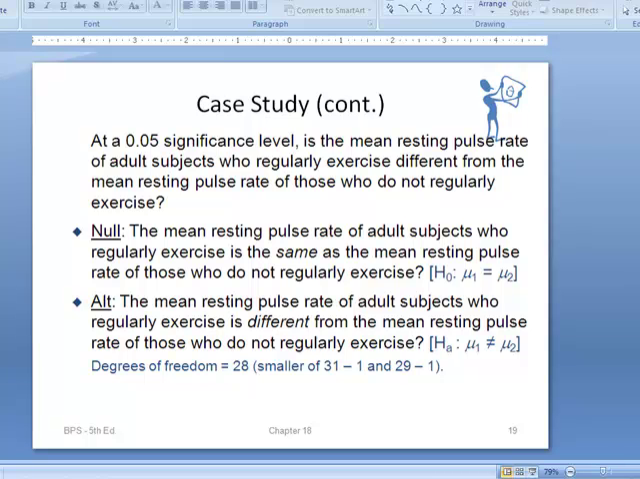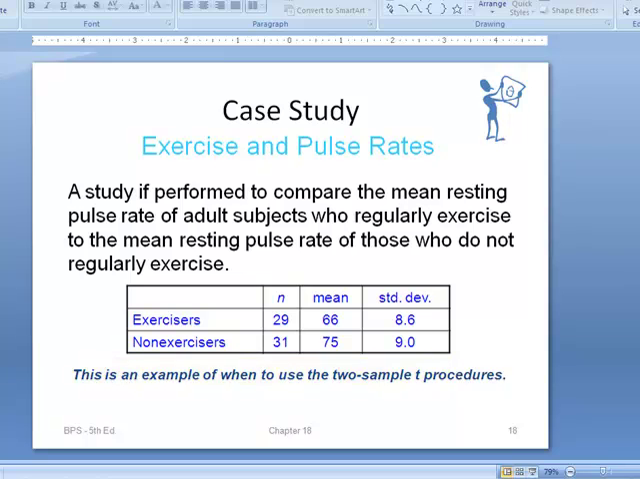Now, the null hypothesis means that we're going to assume that they are equal, and the alternative is what we're looking for. At a 0.05 significance level, do they differ? So there's our alternative. And we can also know what the degrees of freedom are. We already figured that out. The smallest sample size was 29 for the exercisers. So therefore, our degrees of freedom are going to be 29 minus 1, or 28.